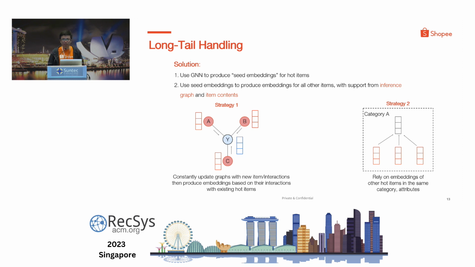The second strategy is for items with no clicks whatsoever. For this type of item, we rely on its content, such as attribute, category, and brand. We find the hot items that have similar information to the cold item and average their embeddings, and that will become the embedding of the cold item. So using these two strategies, we can cover embeddings for 100% of items, and we can update our embeddings with the latest item pool and latest user behavior.